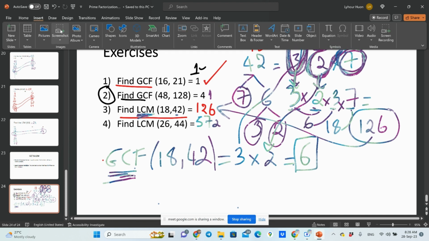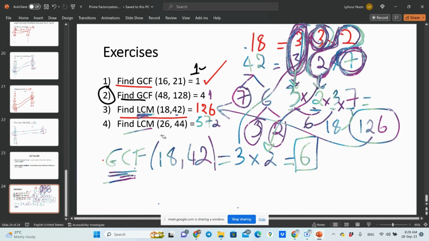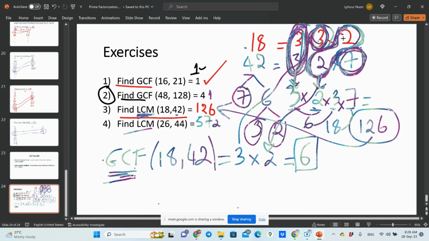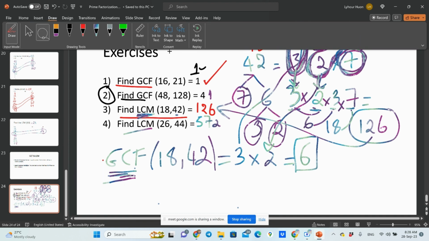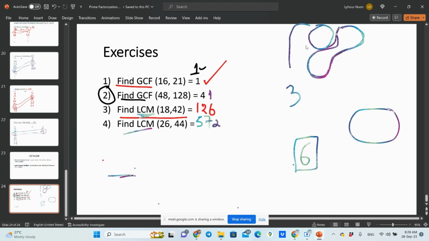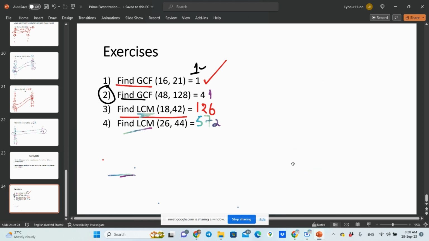Okay. So let's try the last one together. Try this one. Okay, let's do the last one together.